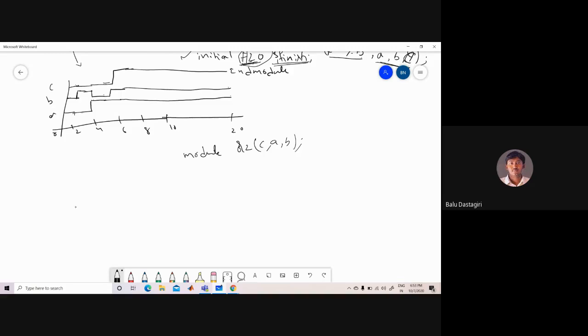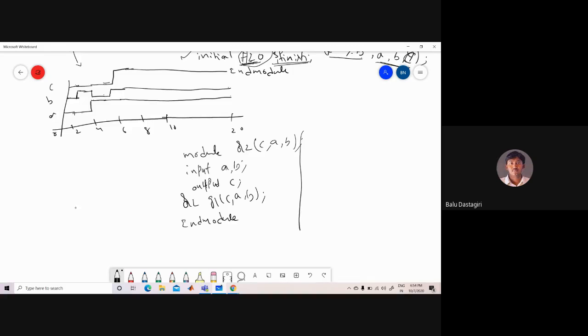So after that, the inputs are A comma B and the output is C. After that, specify R2 G1 C comma AB. Next, end module. So now write the test bench for this.